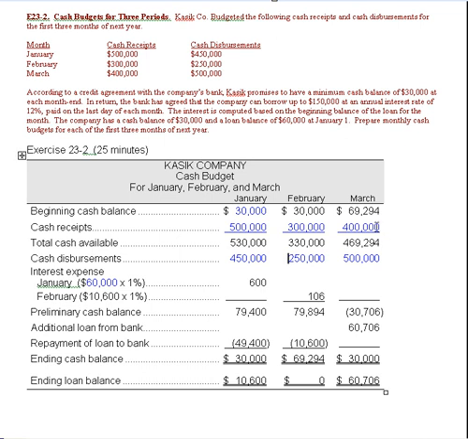Okay, now we're in the month of March. We have a beginning cash balance of $69,294, calculated by what we got at the end of February. Again, add in cash receipts of $400,000, determine the cash available, back off the disbursements, and then determine whether we need an additional loan from the bank. And in this case, we need $60,706. We need enough to cover our deficit of the preliminary cash balance and enough to leave us a cushion of $30,000 on hand, which is what our objective is.